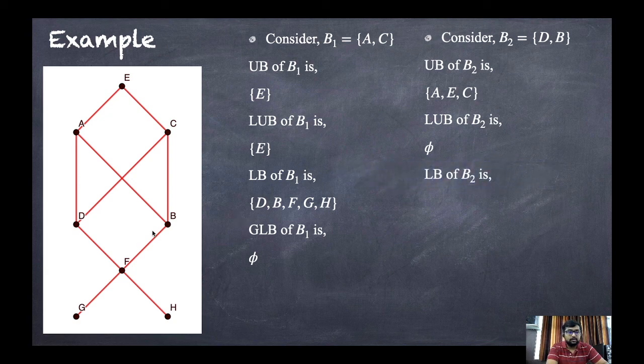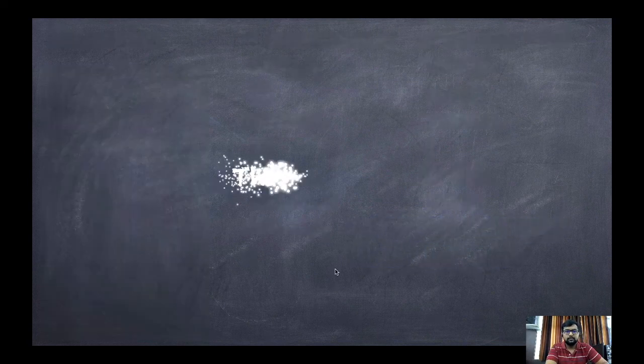Now lower bound. What will be the lower bound? It will be F, G, and H. It is very clear. F, G, and H. Now, what will be the greatest one? This is obvious. Among F, G, and H, what is the greatest one? It is F. So it is F. Thank you.